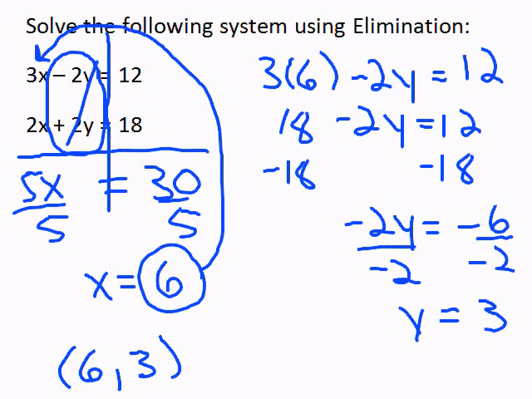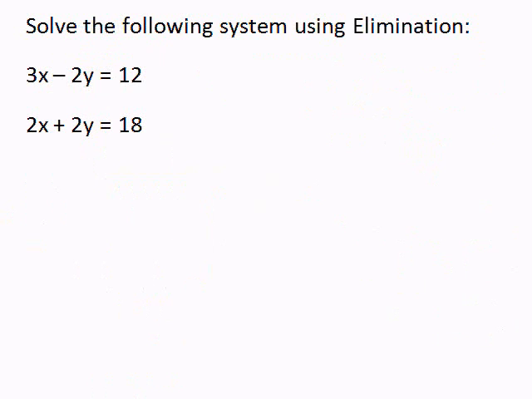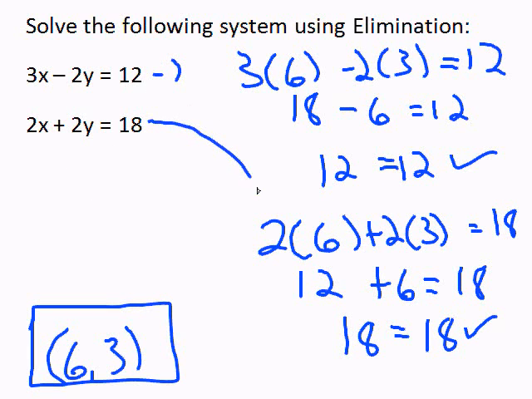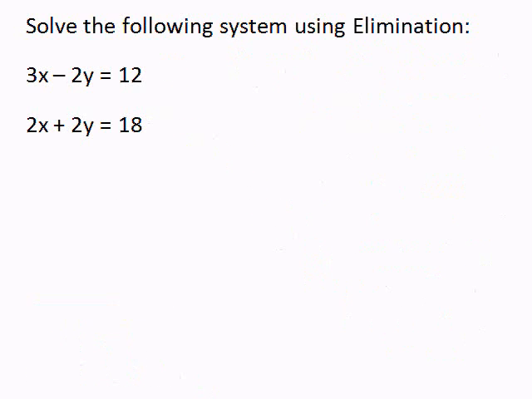Just like when we were doing substitution, we now need to check our solution. So I ask that you go ahead and take 6 and 3 and substitute it back into both equations to make sure that it is indeed a solution. I substituted 6, 3 into both of the equations and worked it out and found out that 6, 3 did give us a true equation for both of our linear equations. So that means that 6, 3 is indeed our solution.